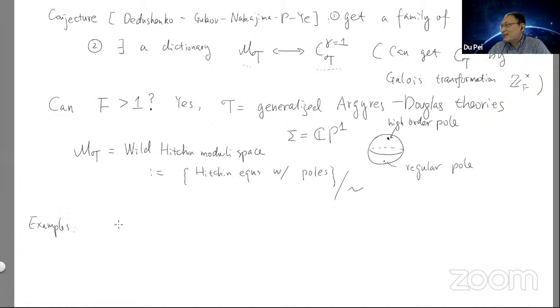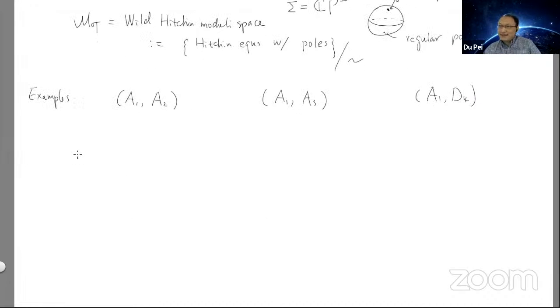a class of Argyres-Douglas theories is labeled by a pair of ADE Dynkin diagrams, and the simplest one is the A1, A2 theory. The next simplest is perhaps A1, A3, and then A1, D4. They have the nice property that the wild Hitchin moduli space is one hyperkähler dimensional. So they again all have the structure of elliptic surfaces.